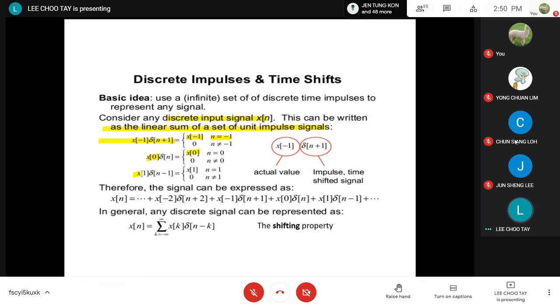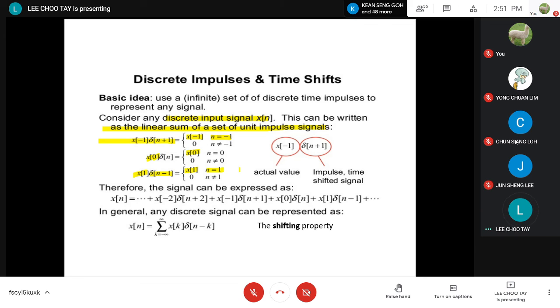So the next one, same thing. For x1, I need to multiply with the delta function n minus 1, delta n minus 1. Because delta n minus 1 will only give me a 1 when n minus 1 is 0, so n minus 1 is 0 only when n is 1. So when this is 1, this will give me x1, and this only happens when n equals 1.